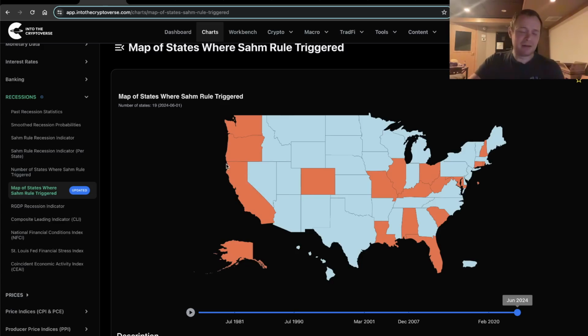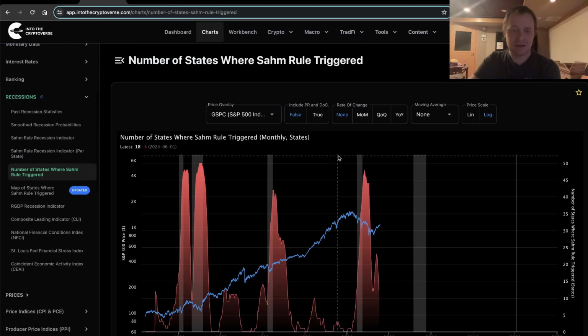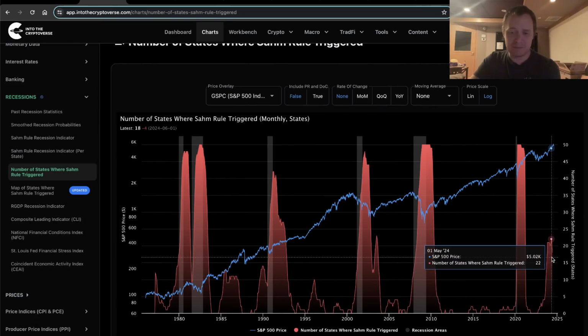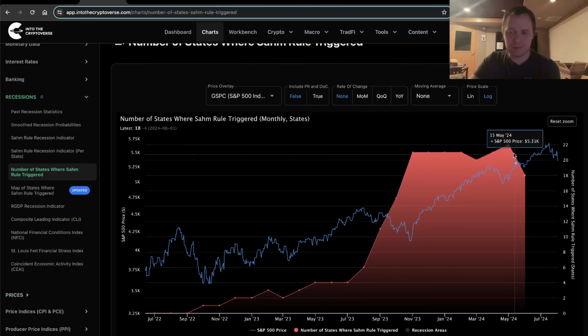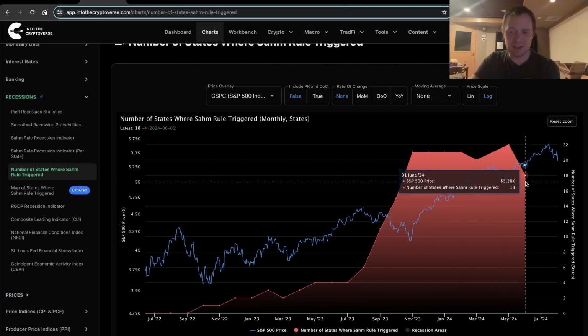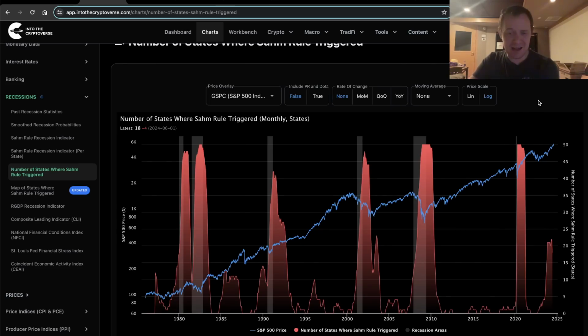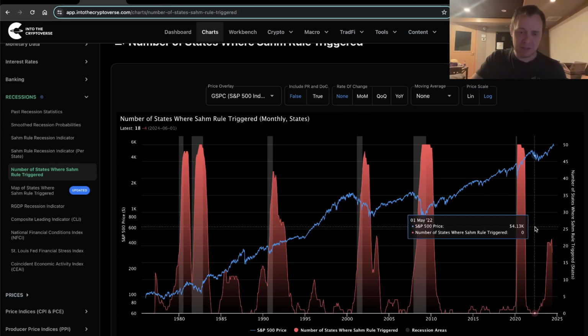And what you can do actually is we can count the number of states where the Sahm Rule has triggered as a function of time. And when you look at that, we know that it's been 18. It actually just dropped; if you look at the last couple of months, it was at 22 states. Now it's dropped back down to 18. So when you look at it like that, I don't know what's going on. At a national level, it's starting to pick up, but we just saw it drop down.